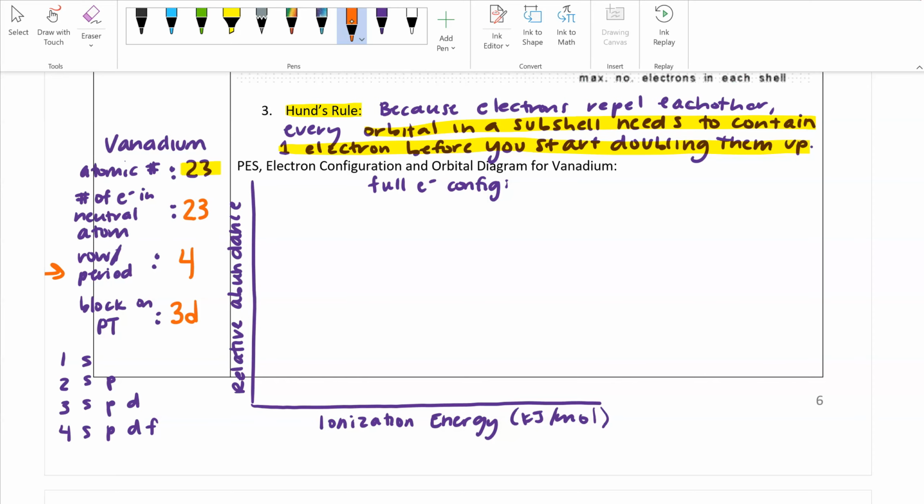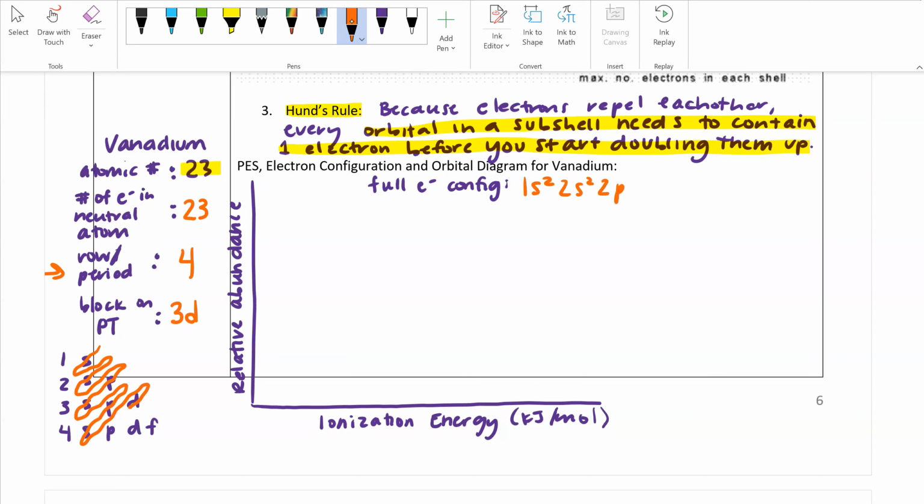So I'm going to use my little diagram that I sketched over here. I'm going to fill the 1s first, then the 2s, then the 2p and the 3s, then the 3p and the 4s, and then I'm going to stop here at 3d. I know that every s subshell has 2 electrons. If I filled 1s, that's 1s2, 2s2.